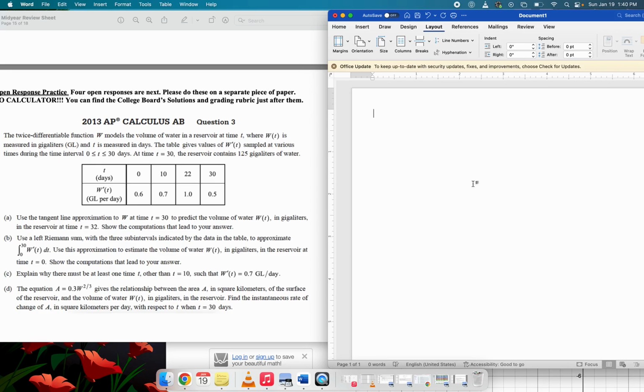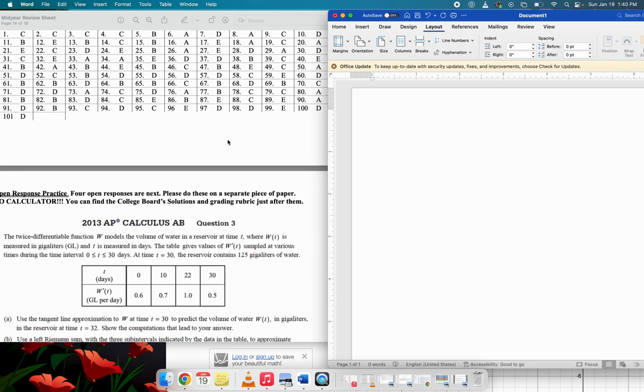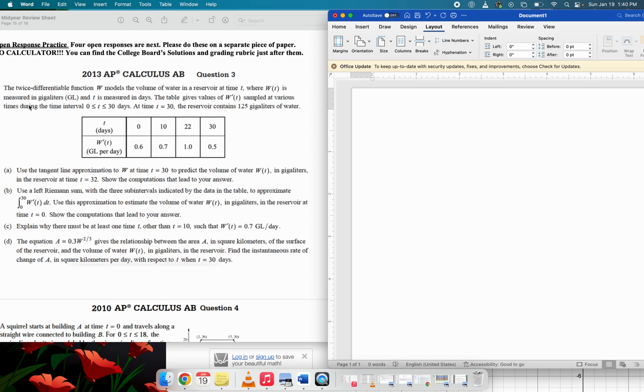Okay, so let's take a look at the first open response. We're told that the twice differentiable function w models the volume of water in a reservoir at time t, where w of t is measured in gigaliters and t is measured in days. The table gives values of w prime sampled at various times during the time interval between 0 and 30, and at time 30, the reservoir contains 125 gigaliters of water.